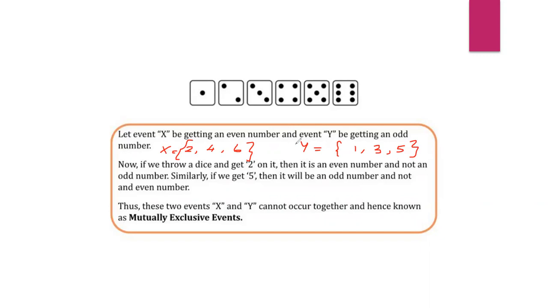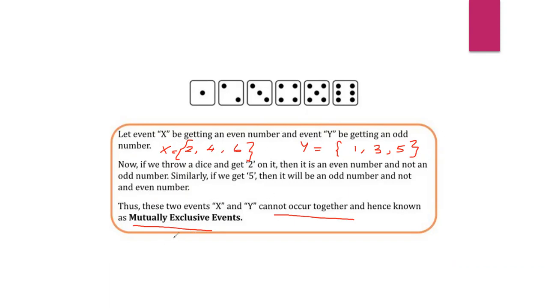Now, if you check with this X and Y, is anything common? 2 is not here, 4 is not here, 6 is not here. So can we say that they are mutually exclusive? Mutually exclusive, it's completely different. So we can say that two events, X and Y, cannot occur together. It's not occurring together. You can see that, right?